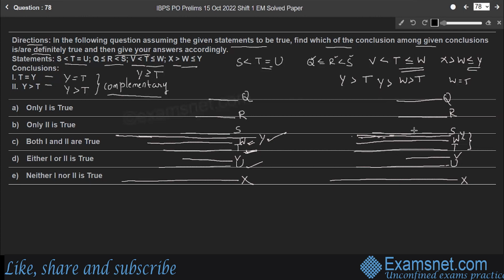And in the second case, Y is equal to T. Therefore, Y is greater than T in one case, Y is equal to T in the other. So both cannot be possible at a time, right? Therefore, Y is greater than or equal to T. Therefore, either one or two follows, right? Therefore, option D is the right answer.